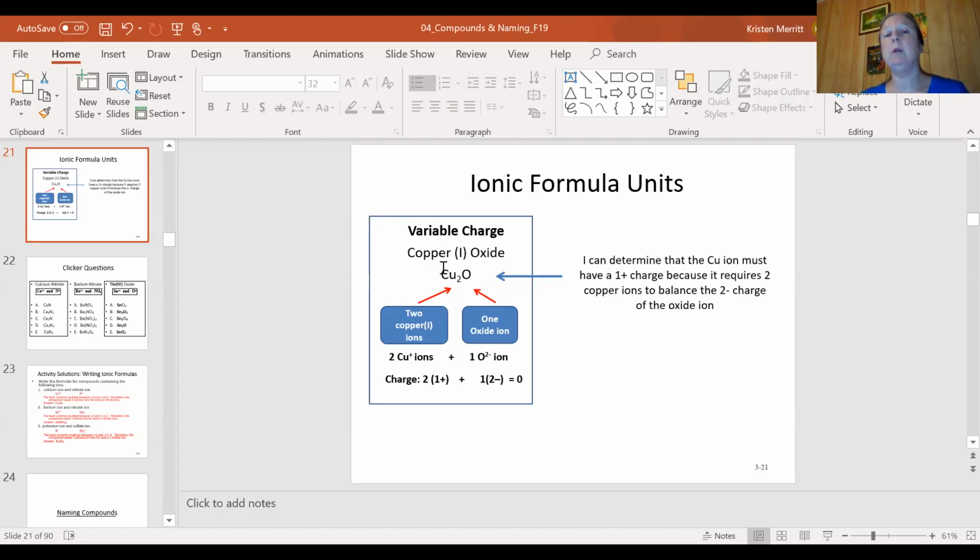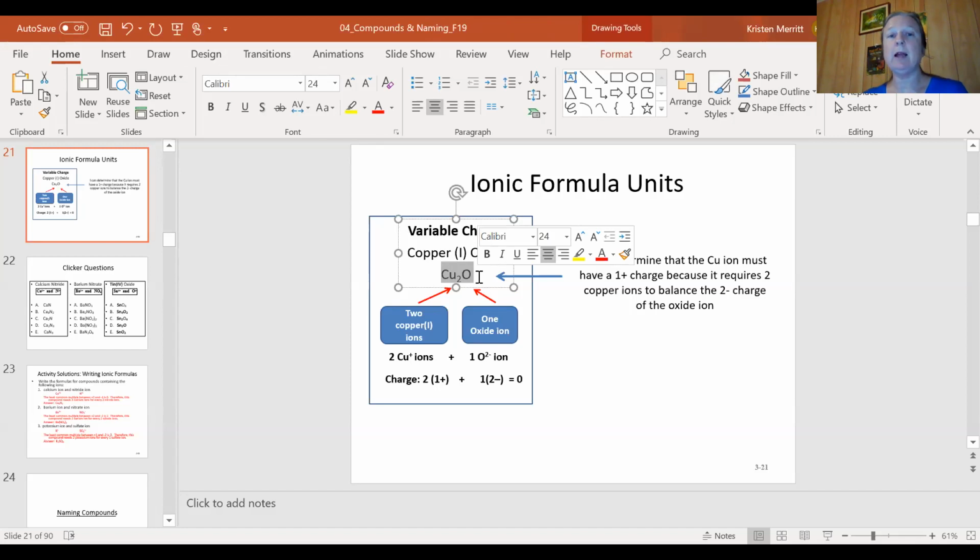Otherwise, you won't know. If you're given the formula, you'll know, because when we look at this chemical formula, I have 2 coppers and I have 1 oxygen. Oxygen is always 2- as an ion. And so if I have 2 of something, I need to balance out a 2- charge, then each one of those must be 1+. Right? So 2 times a 1+ charge will give you 2+. 2- gives you a net 0.